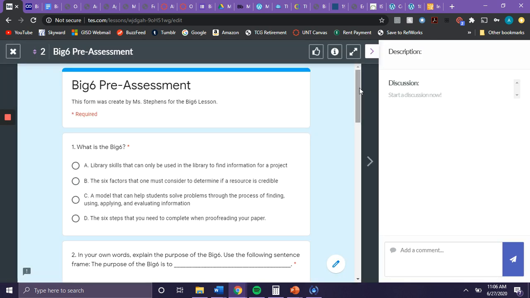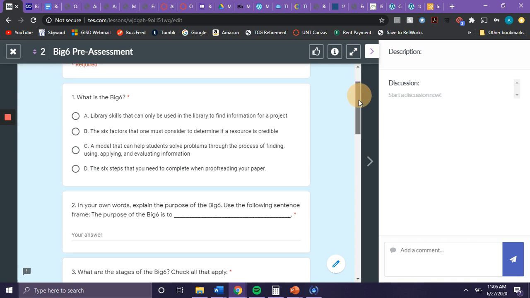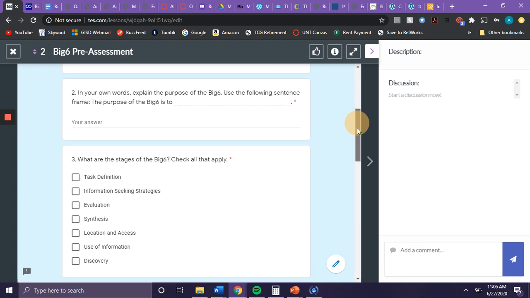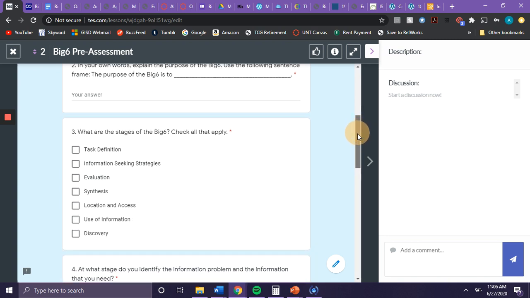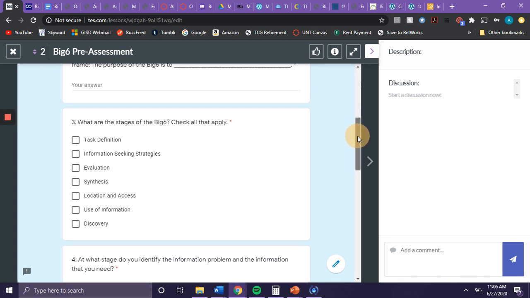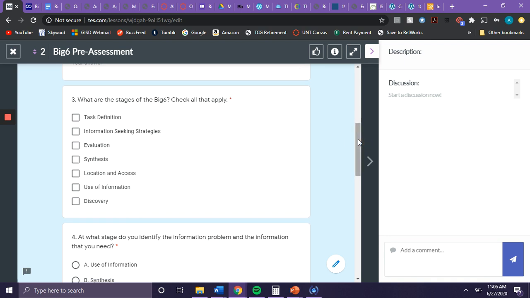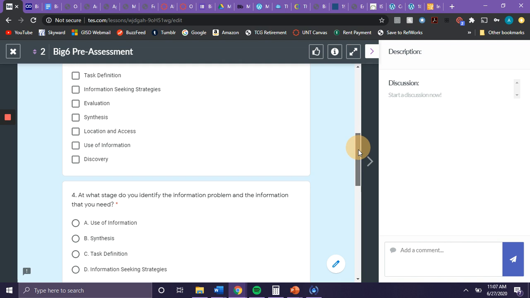you'll see our assessment. So your first question is, what is the Big 6? And then in your own words, explain the purpose of the Big 6. And then you can use the following sentence frame to help you explain that purpose. And then for question 3, you're going to go ahead and check mark all the stages of the Big 6. There are 7 boxes there, and hopefully by the name Big 6, you were able to determine that there's only 6 stages or steps of this process. So you're only going to click 6.